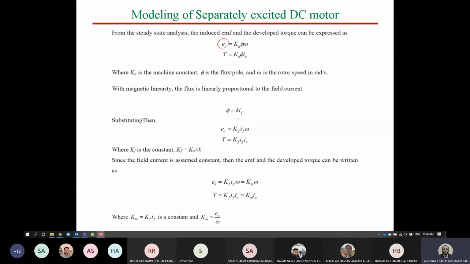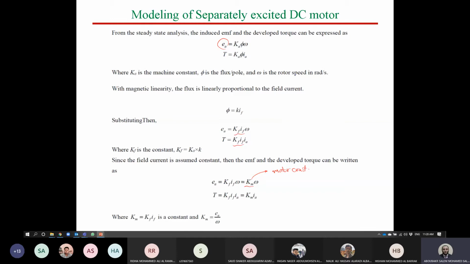So finally, you can say that EMF equals KF multiplied by IF multiplied by omega. T also equals KF multiplied by IF multiplied by IA, where KF here equals K multiplied by KA. So this is now KF. For separately excited DC motor, you don't need to include IF in the circuit. So we can even remove IF with KF and replace them together by another constant, and we can call it Km. We can call this Km the motor constant. So Km is considered as motor constant.